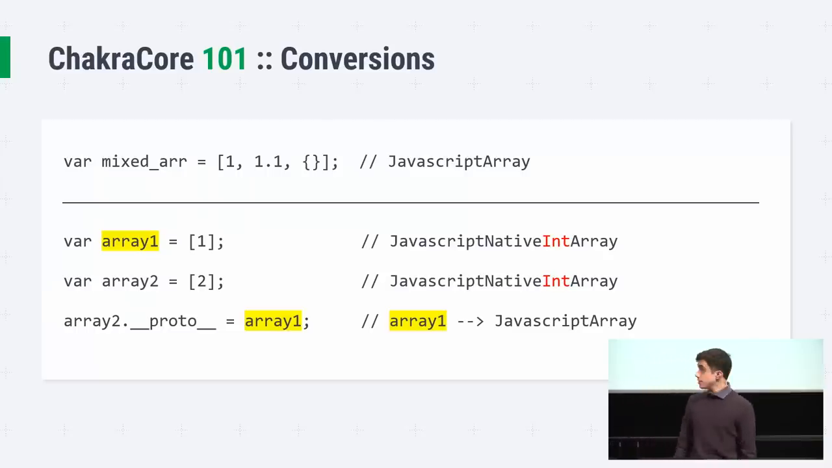And the most weird conversion that takes place is this one. You usually don't see this when you read about conversions in JavaScript engines, but this is very crucial for our talk. So when you have two arrays and you assign one of them to be the prototype of another one, the prototype one is directly converted to a JavaScript array. Now, this is going to be very important to us later, so keep that in mind. And the conversion takes place right when the assignment takes place.